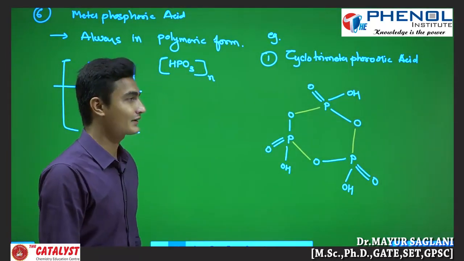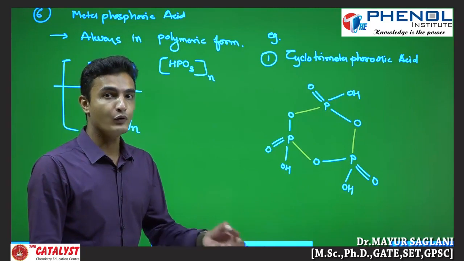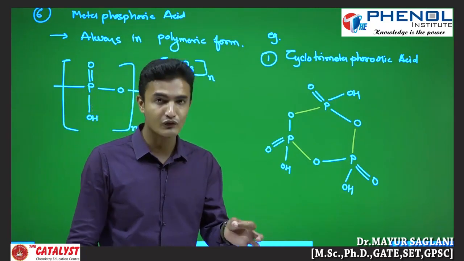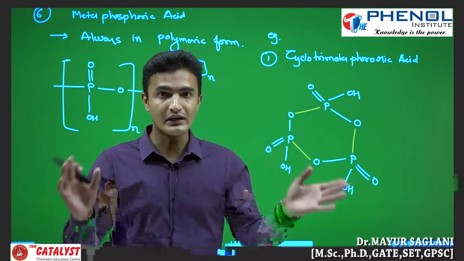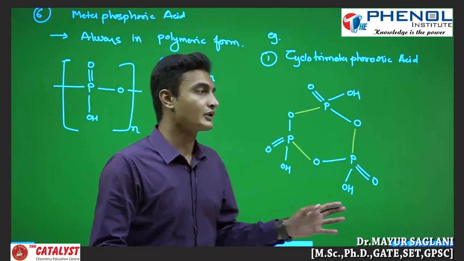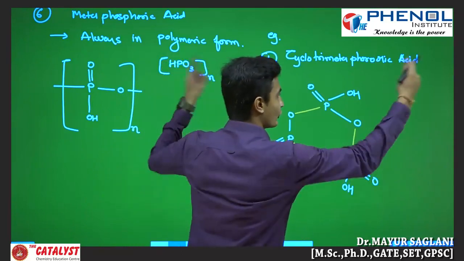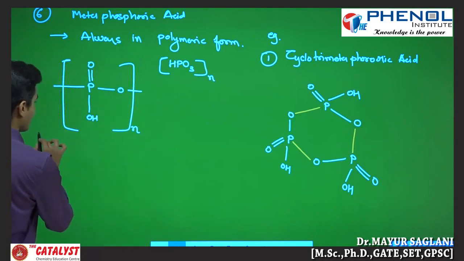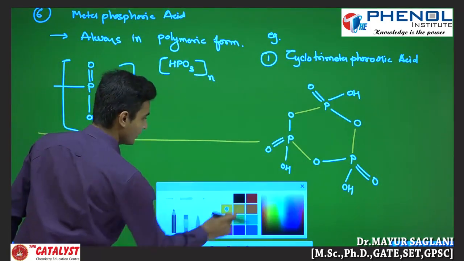If someone asks you about linear polymetaphosphoric acid, listen to me carefully. Linear poly means a number of units are present. You just need to open this chain, put it in a bracket and write n times. Is it or not? Fine, I am writing here, you see.